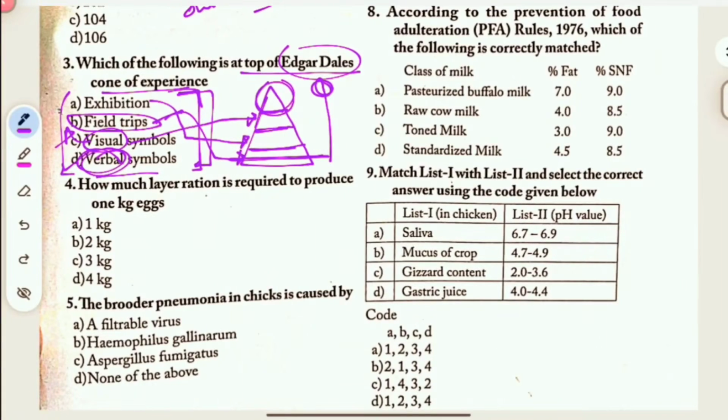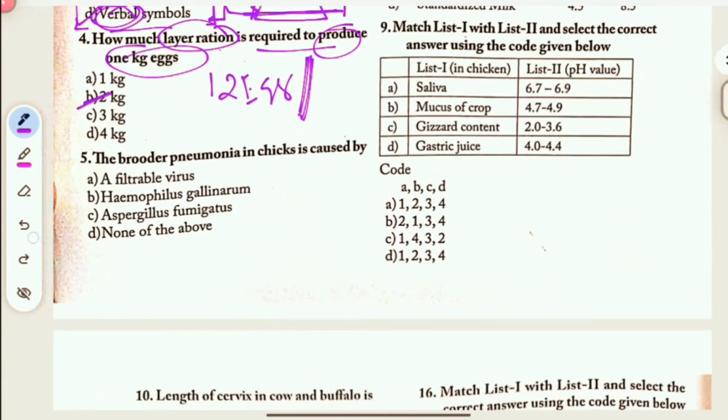In the next question, how much layer ration is required to produce 1 kg of eggs? That is, to produce 12 eggs, the layer ration required is 2 kg.